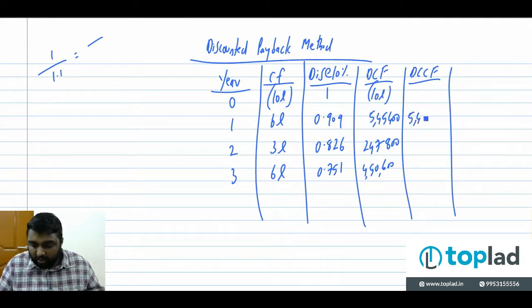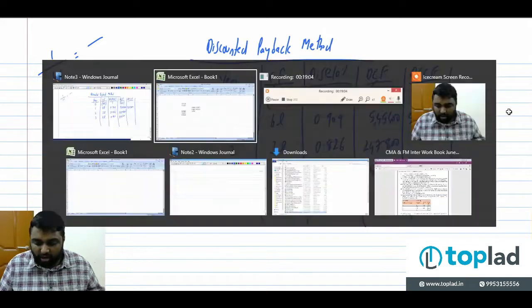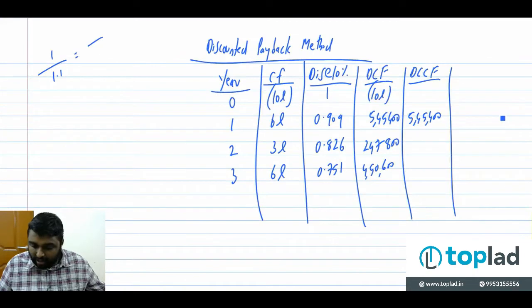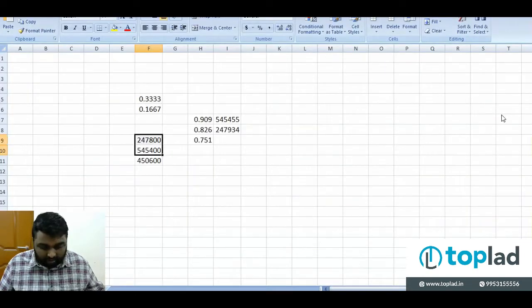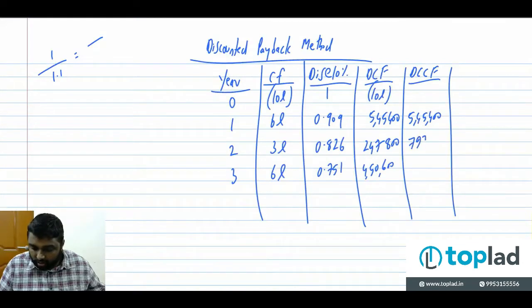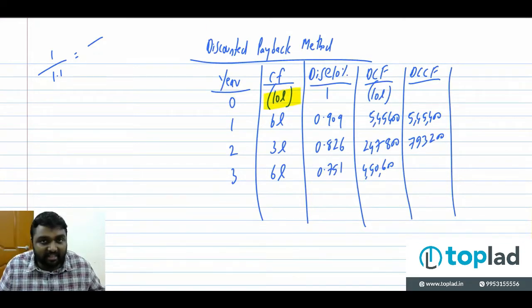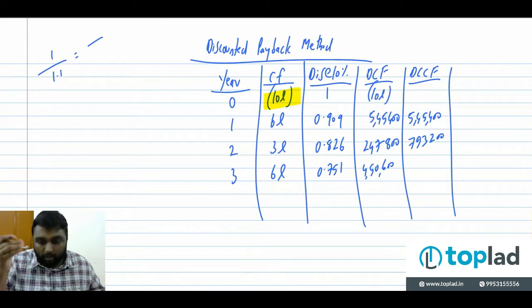That means 5,45,400 plus 2,47,800 gives 7,93,200. See, our amount of outflow is what? 10 lakh. Has it reached 10 lakh? No. So we have to do one more step.